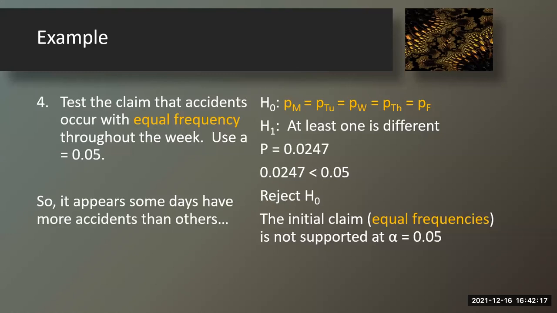I will point out that the test does not tell you which day or days have more accidents. Honestly, if you look at the data set though, with 29 accidents on Monday, it was more than 10 more, I think, than any other day of the week in that data set. So that's probably the odds-on favorite to be the deadliest day at work.